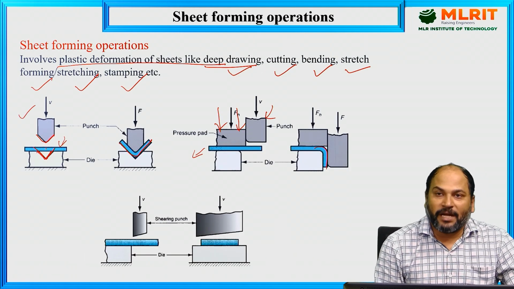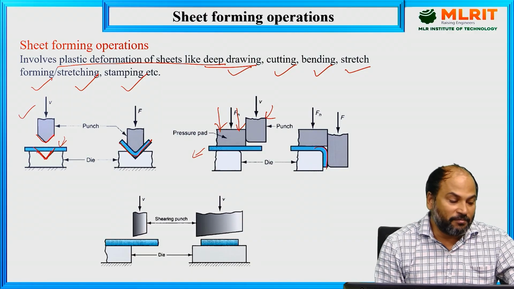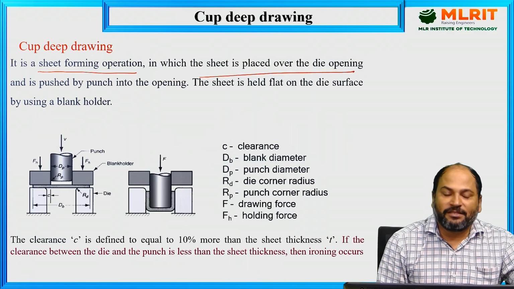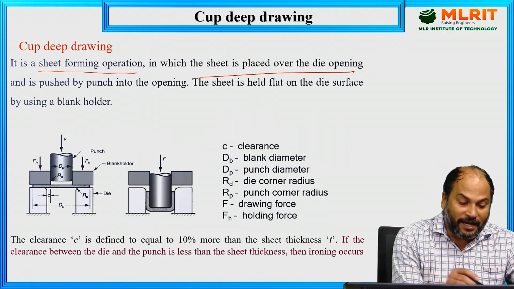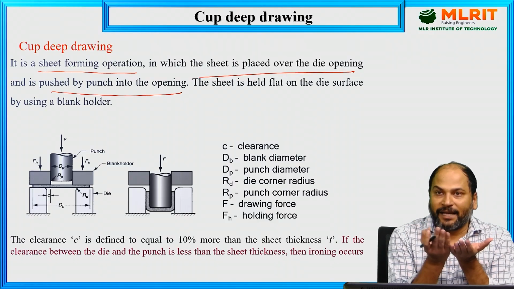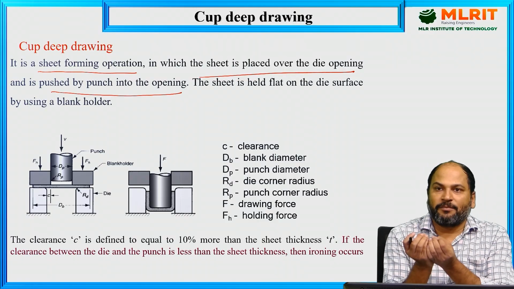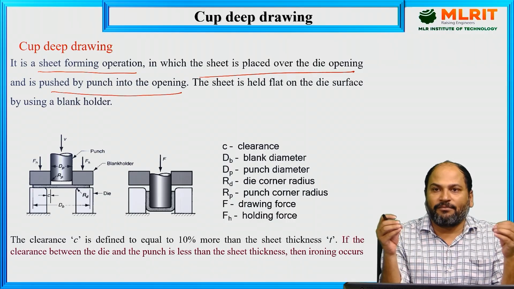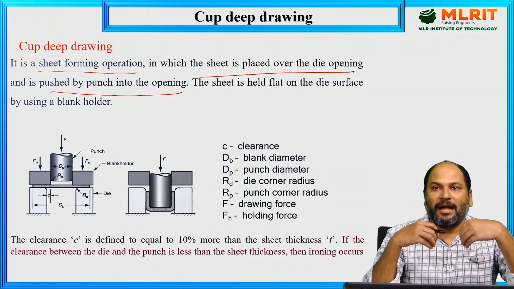On top of that, we have to place the workpiece or the blank whose shape and dimension we are going to change. Then it is pushed by the punch into the opening. Whatever the die shape is, that is the particular shape we want. On top of that, we have to place the blank or the workpiece.